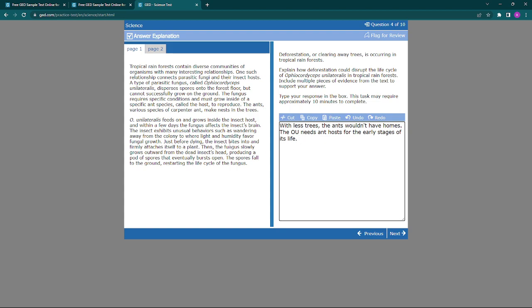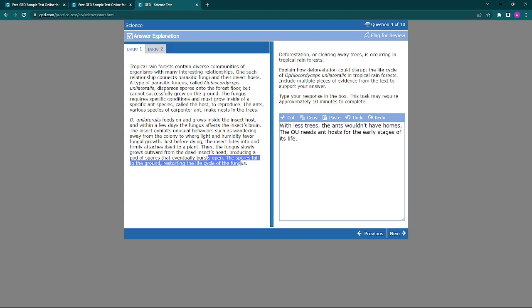Let's see, just before dying, the fungus slowly grows outward from the dead insect's head, producing a pod of spores that eventually burst open. The spores fall to the ground. Oh, so wait a minute. Restarting the life cycle of the fungus. I still don't know about the light level, because it grows outward from the dead insect's head, producing a pod of spores that eventually bursts open.